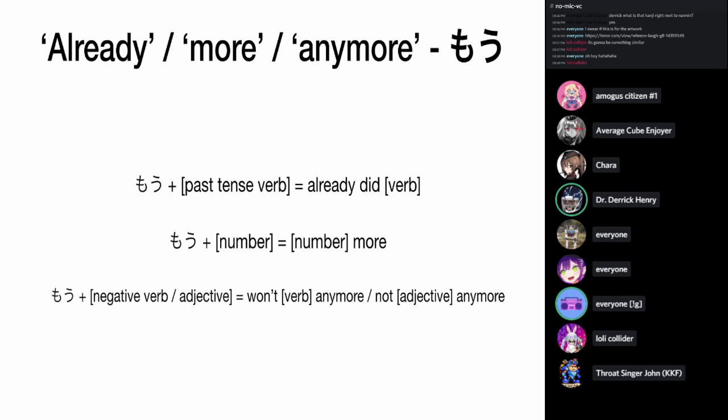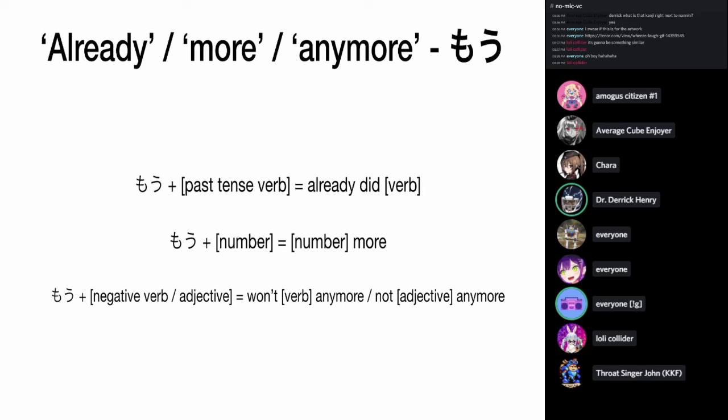So now we have another word. This is mo, which we talked about a little bit. Kuro had asked a question when we talked about mo, which is inclusive. This is mo, which is slightly different. And it has a couple of different meanings depending on how you use it, which is why I have 3 different lines here. So it can mean already, it can mean more, and it could mean any more depending on the context. So the first usage is mo plus a past tense verb is already did this or already something.